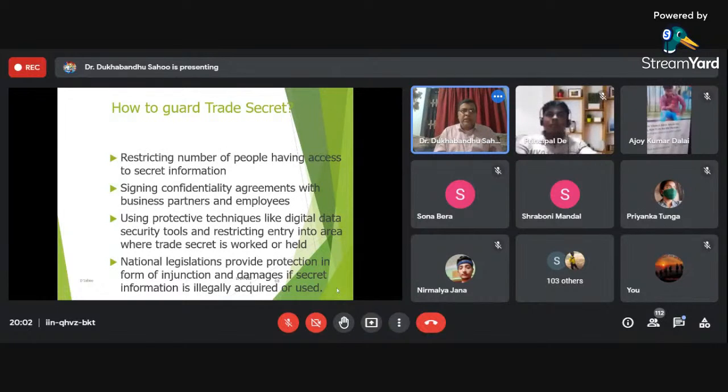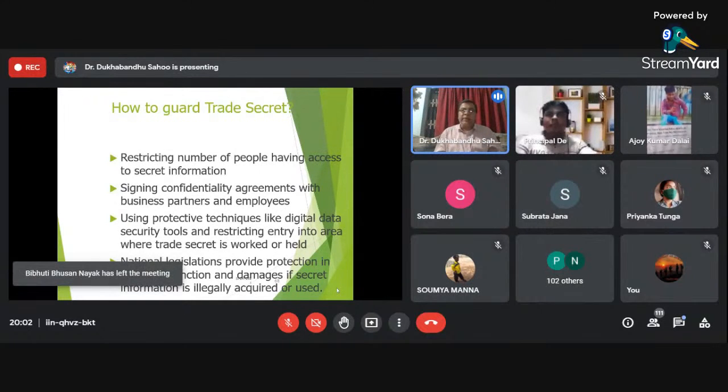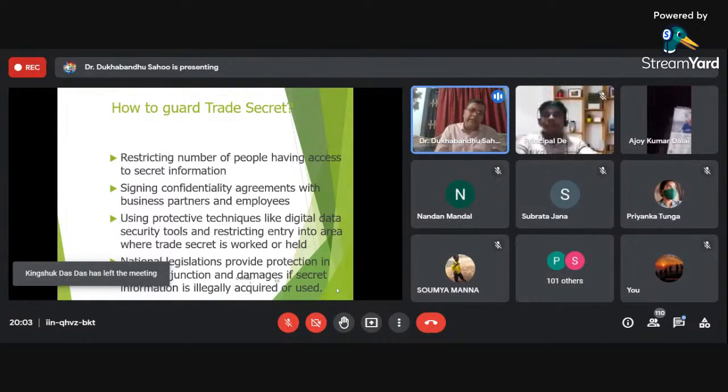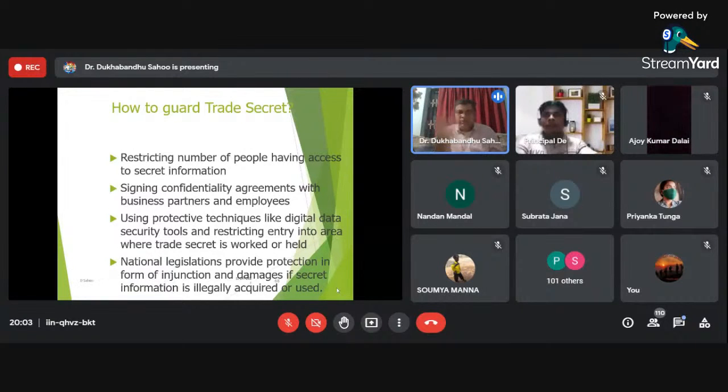So access is restricted, and confidentiality agreements are signed with business partners and employees. We do research also: we write a confidentiality agreement with our funding agency that we'll keep your data confidential. Similarly, if we collect information from our friends or subjects, we have this confidentiality agreement.